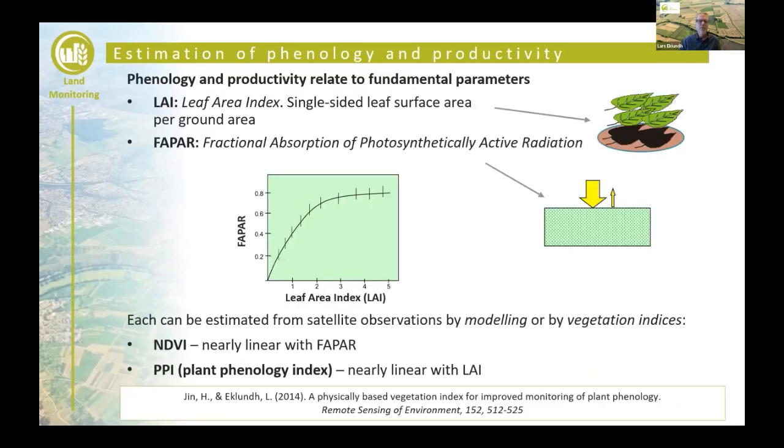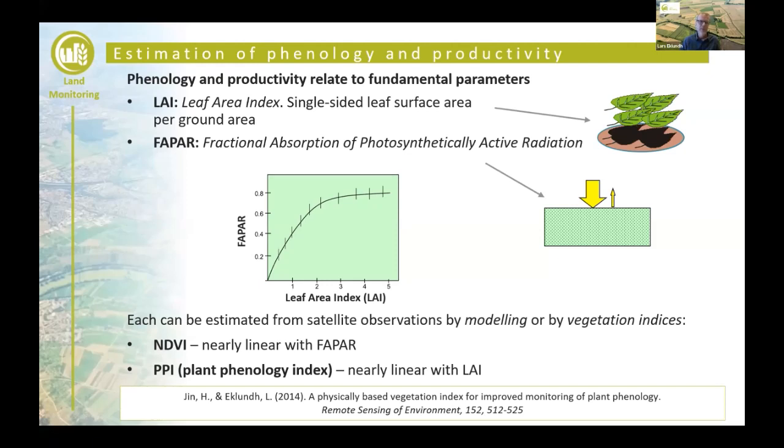So we have used two key biophysical parameters in estimating these factors. It's the leaf area index, which is the single-sided leaf surface area per ground area. And it's the FAPAR, the fraction of absorbed photosynthetically active radiation of the plant canopy. So these two are related in a non-linear fashion. And we can say that they represent two complementary views on the plant canopy development.